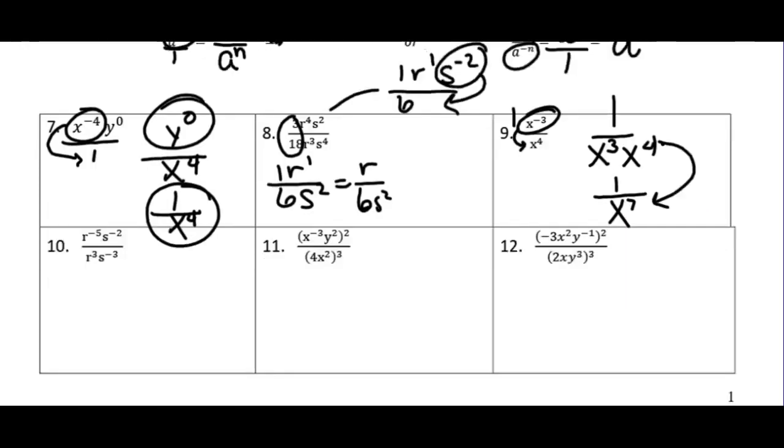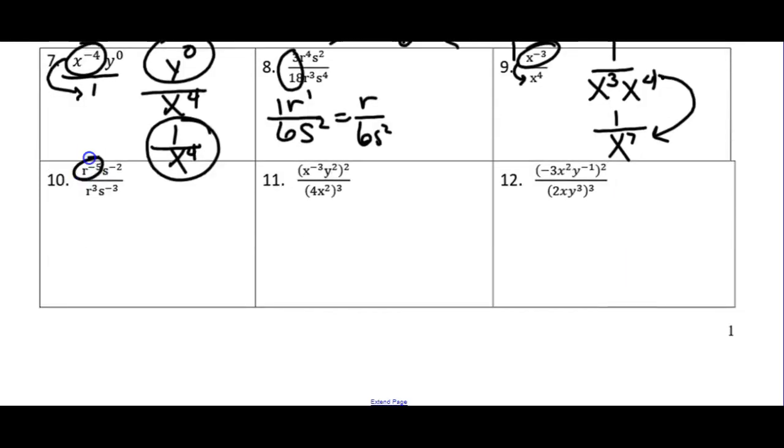All right, looking at number 10, I've got a lot of negative stuff to move. We'll move that first. R to the 5th is now on the bottom. Move that. S to the 2nd. That R to the 3rd can stay. That's why I left that little space there, because I had already noticed that that one was going to stay. And this guy's going to go on top. S to the 3rd.